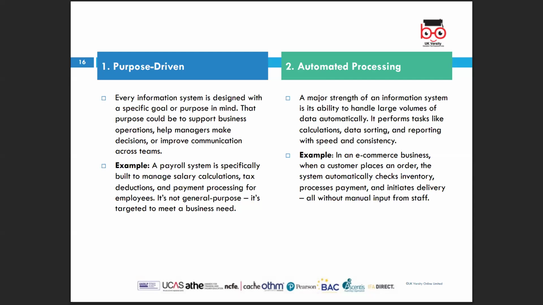Also, we have automated processing, which is a major strength of an information system, and its ability to handle large volumes of data automatically. So this helps perform tasks like calculation, data sorting, and reporting with speed and consistency.